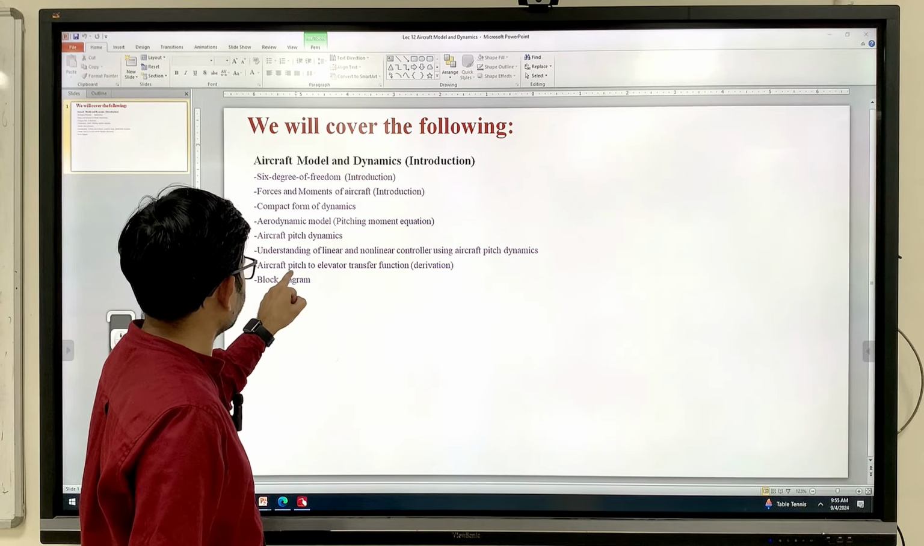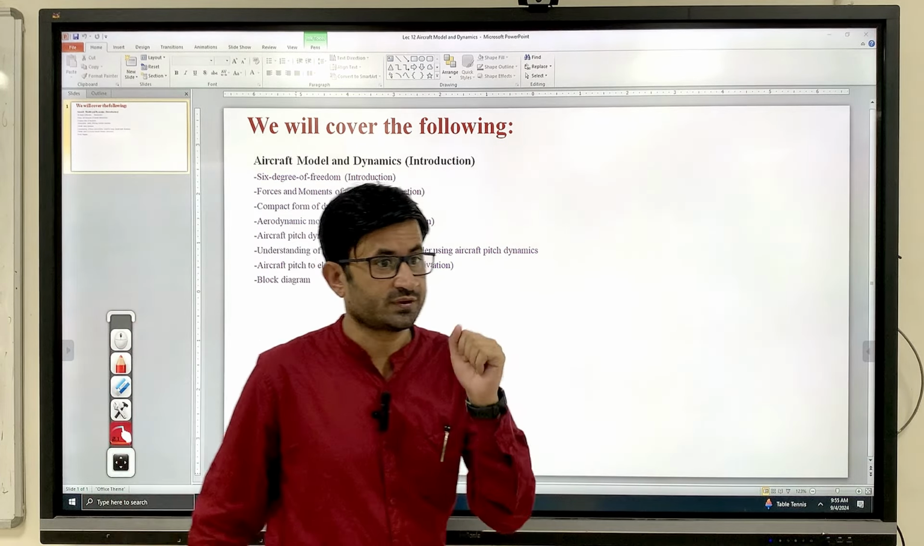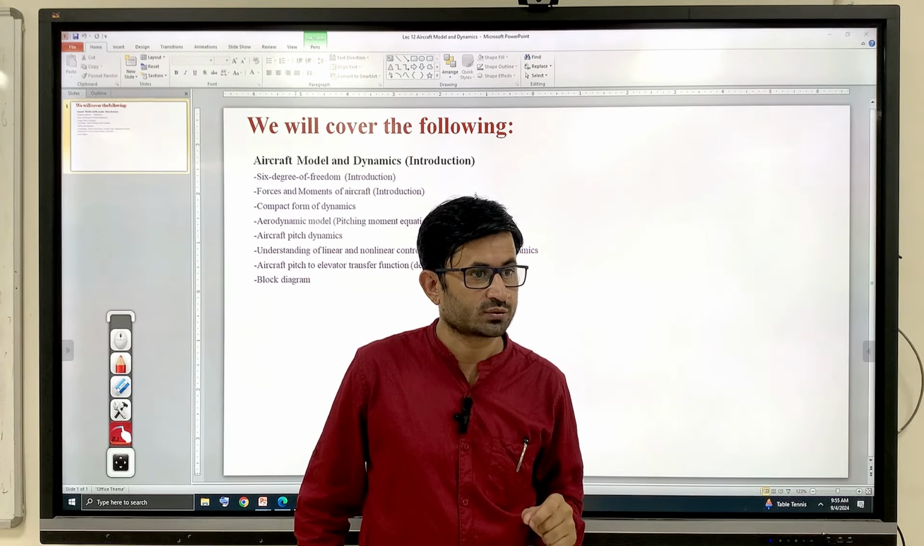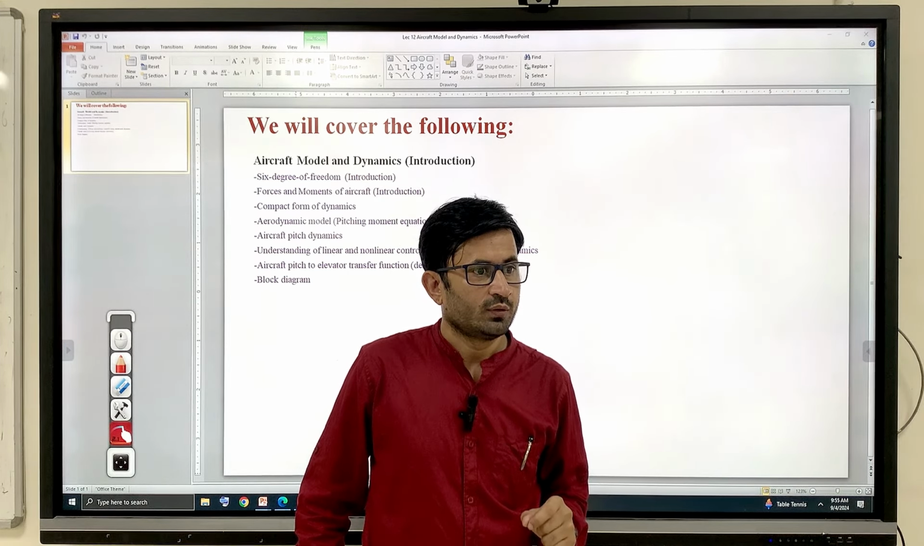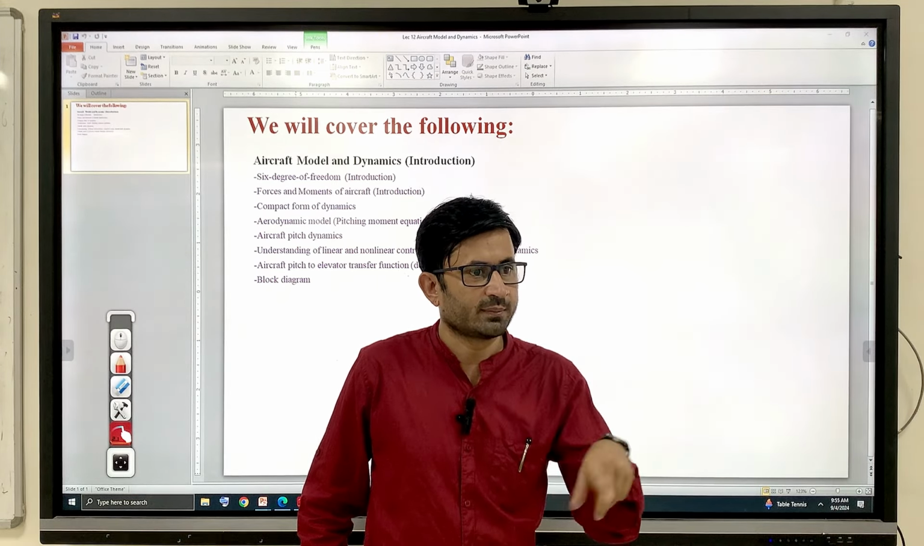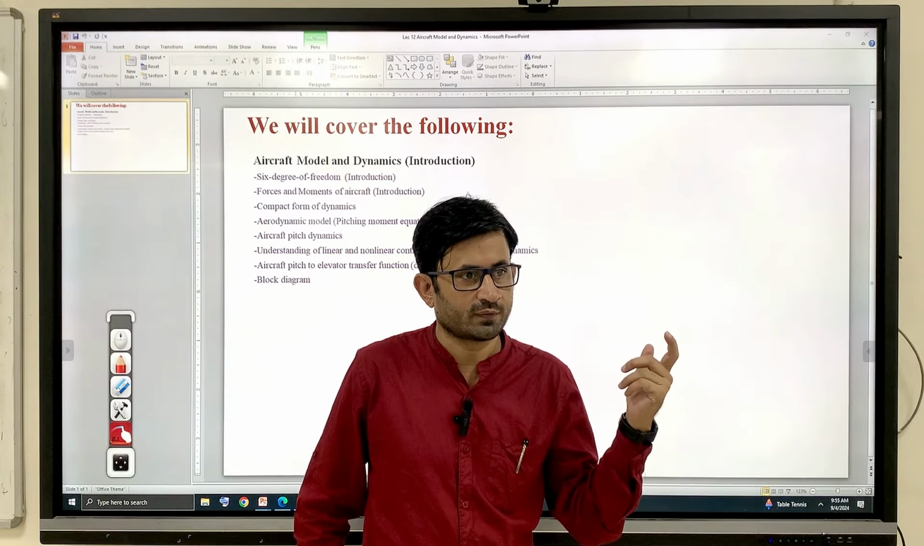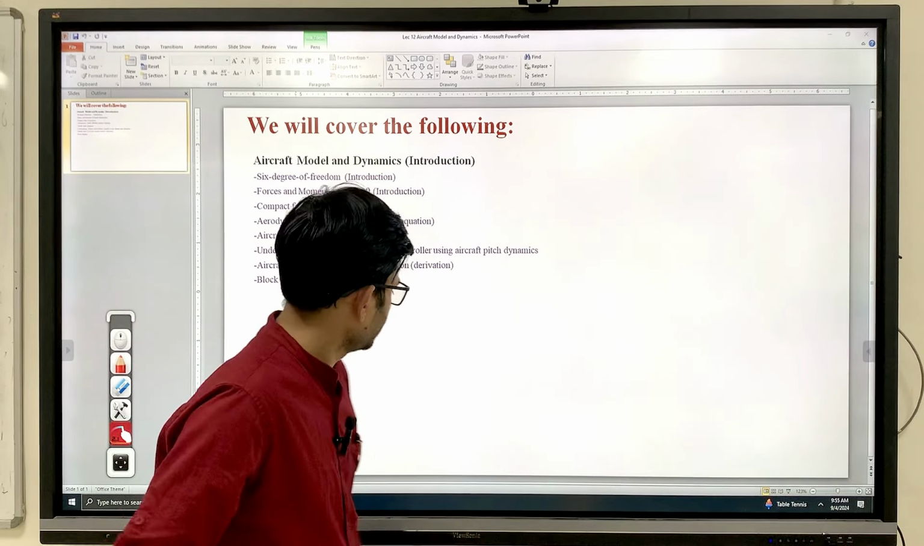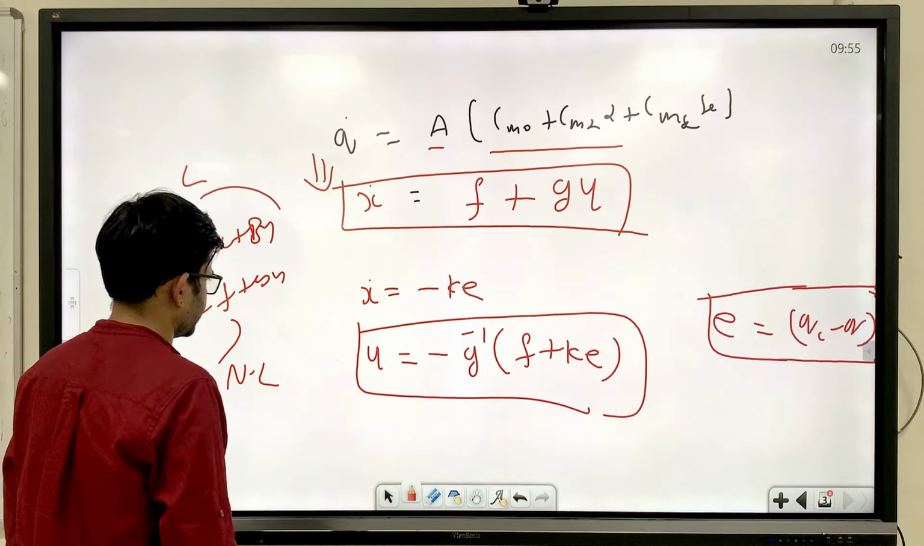And now we will try the aircraft pitch to elevator transfer function, because you have seen in my MATLAB Simulink course also, system dynamics and control, we used to take a transfer function and we will try to implement the PID controller, also in the theory part of the flight control system design course. Okay, so we will try to derive the same transfer function.